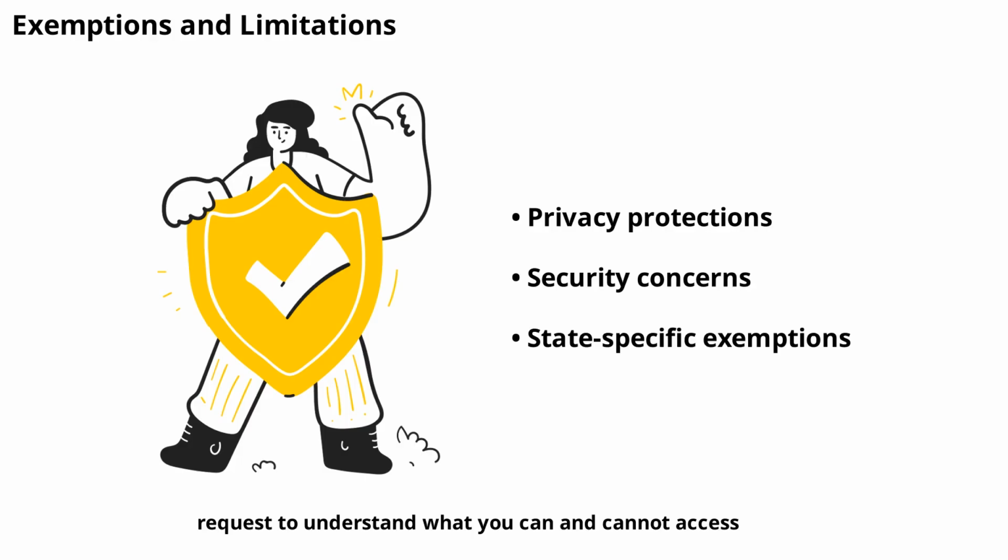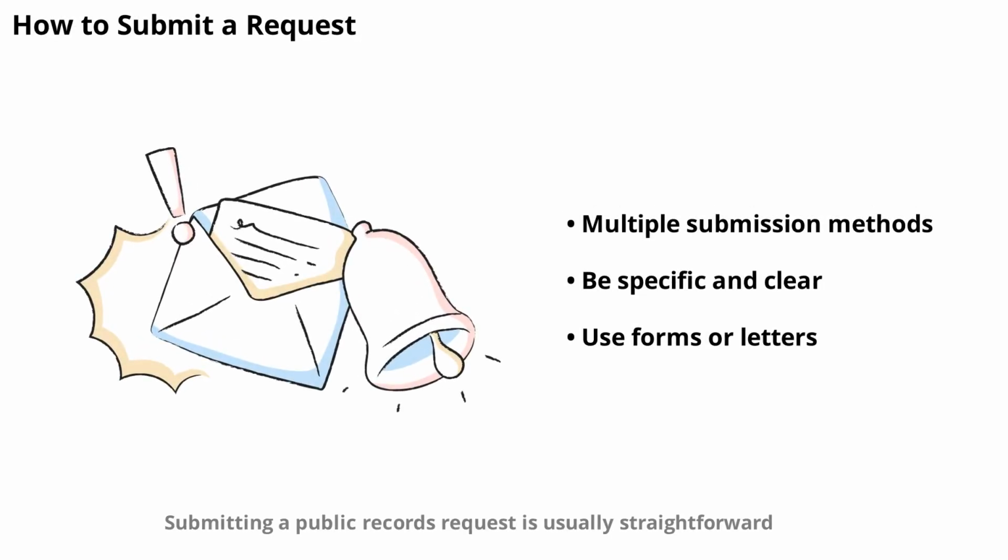Submitting a public records request is usually straightforward. Most agencies accept requests by email, online forms, mail, or even in person. You'll need to identify the agency that holds the records you want and provide a clear description of what you're seeking. Some states have standardized forms, while others allow you to write your own letter. The key is to be specific and polite in your request to help the agency locate the information efficiently.